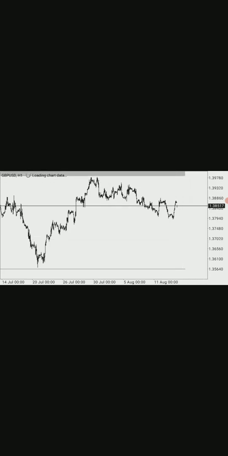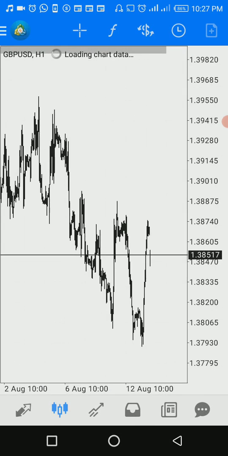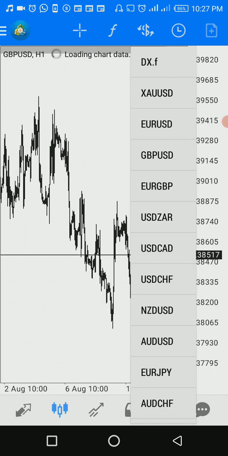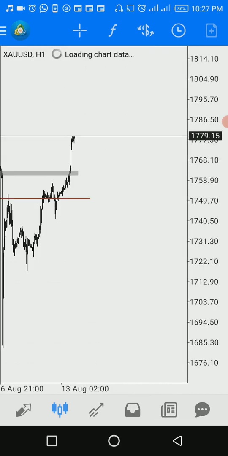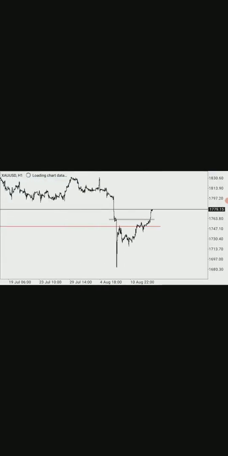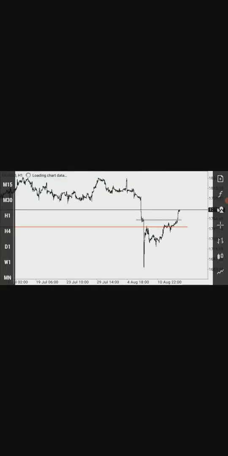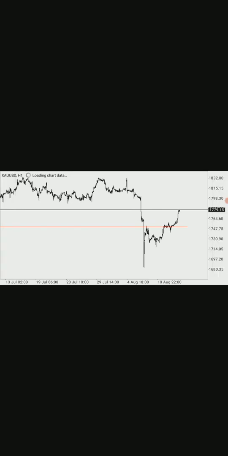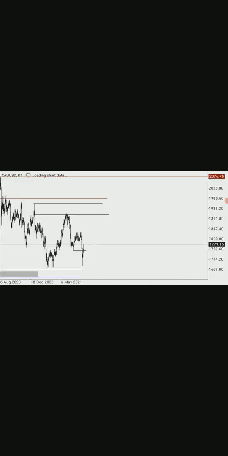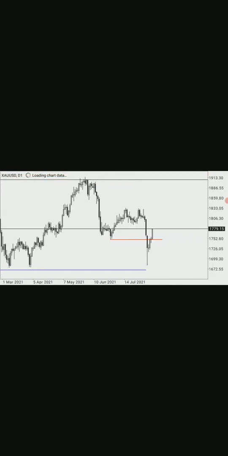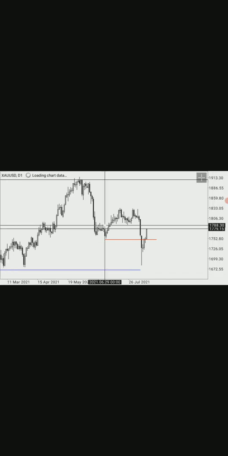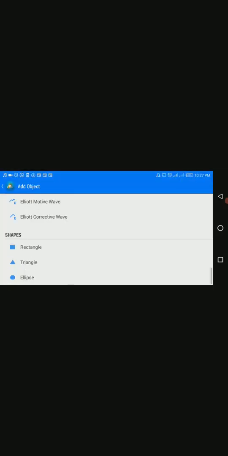Okay, so next is gold, and what can we see on gold? On the daily, it looks like gold wants to go up here to this particular equal highs. Let's see.